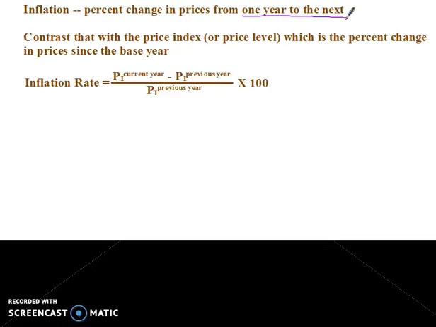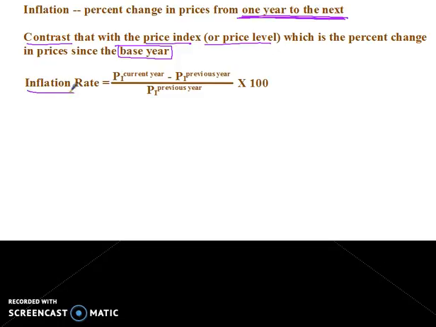Now, let me just contrast that very quickly with a price index or a price level. A price index is the percent change in prices since the base year. And the base year could have been last year, it could have been 10 years ago, 20 years ago, or 100 years ago. Okay? So the price index is measuring percent changes since a base year. Inflation is measuring percent change in prices since the previous year. It's a one-year calculation. I will show you the difference between the two in a few moments.